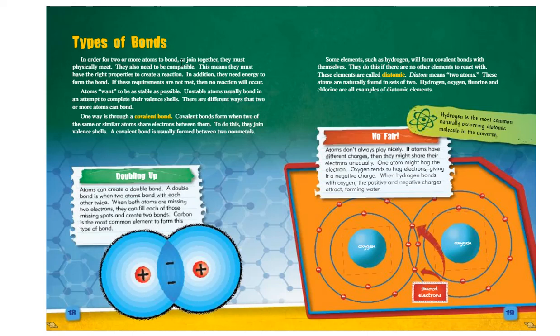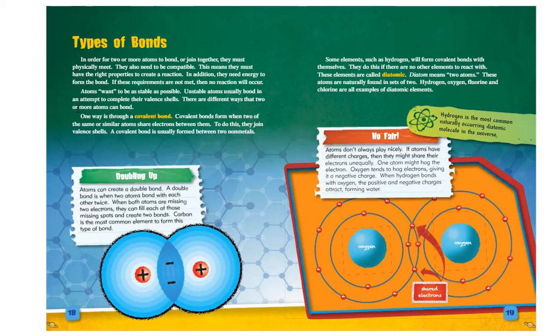In order for 2 or more atoms to bond or join together, they must physically meet. They must also be compatible. This means they have the right properties to create a reaction. In addition, they need energy to form the bond. If these requirements are not met, then no reaction will occur. Atoms want, quote unquote, to be as stable as possible. Unstable atoms usually bond in an attempt to complete their valence shells.